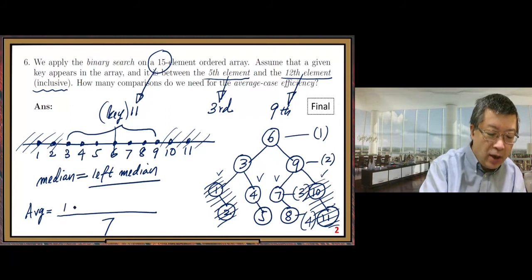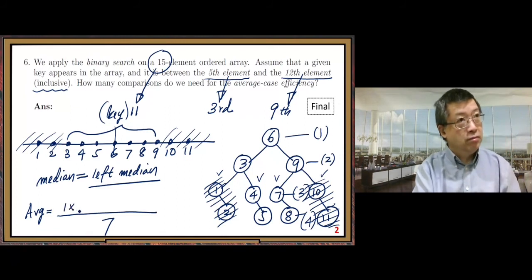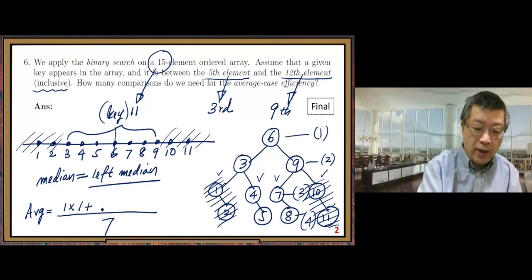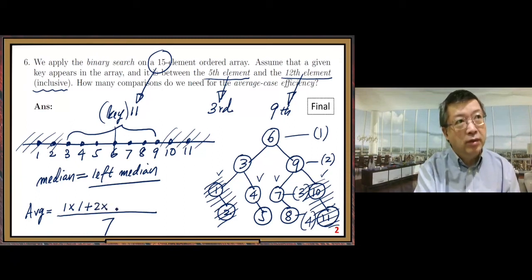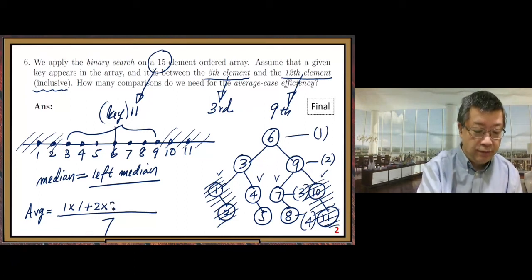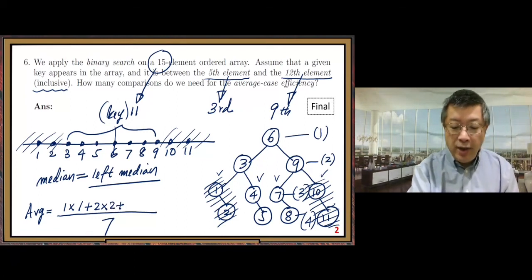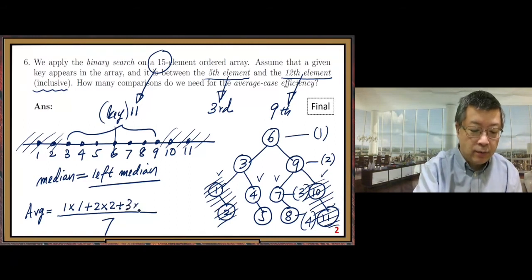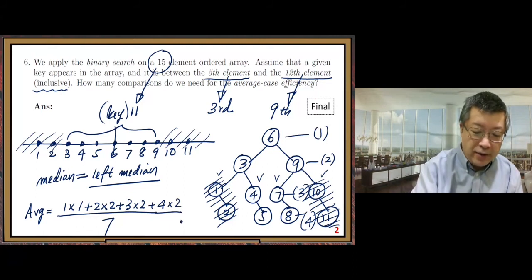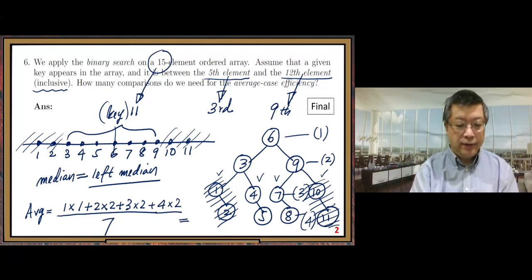One comparison, how many elements have one comparison? So that's 1. 2 comparisons, how many elements in the tree, in the consideration, have 2 comparisons? 2. How many nodes have 3 comparisons? Also 2, right? How many nodes have 4 comparisons? Also 2, right? See? Then you get the answer.